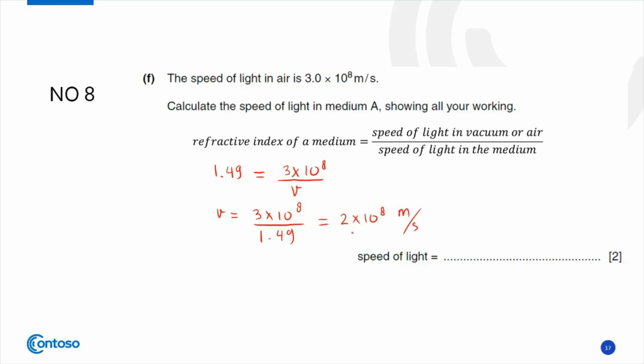This is a rounded-off number. Why do we have to round it off? Because we have to consider the number of significant figures used in the problem. Let's put that in the provided space. Speed of light is 2 times 10 to the power of 8 meters per second.